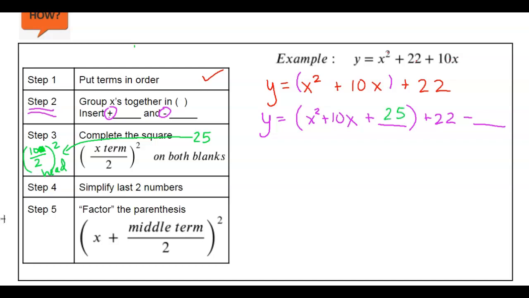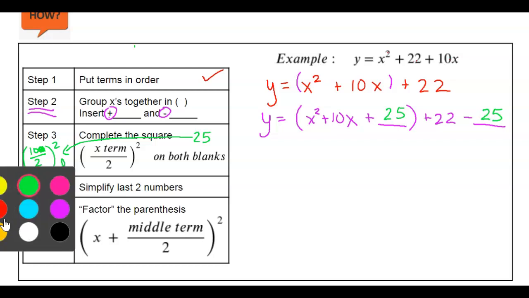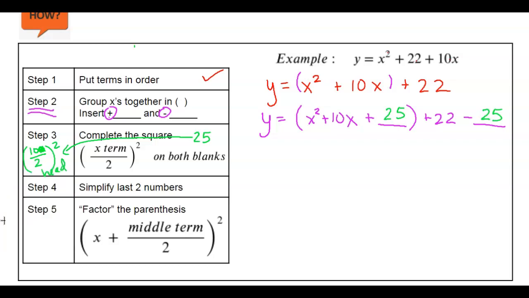Okay, I wanted to use green because it is the third step, but I don't need to write another line, okay? All right. So the next step, step 4, I'm going to make blue, is we want to simplify the last two numbers, so the numbers that are outside the parentheses. So I get y equals x squared plus 10x plus 25. And then 22 minus 5 is negative 3.